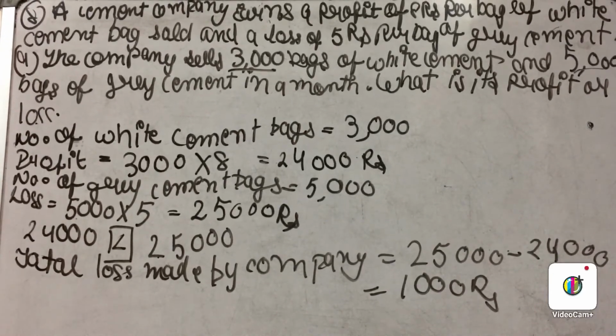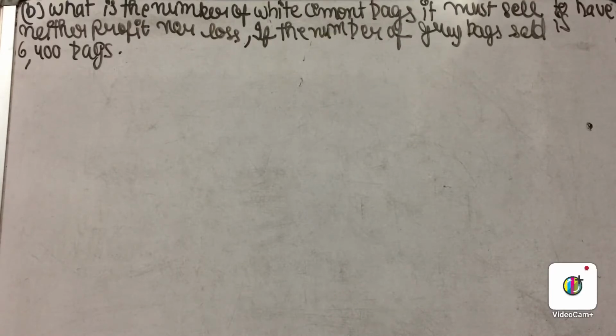So now let us move to our B part. What is our B part? What is the number of white cement bags the company must sell to have neither profit nor loss if the number of grey bags sold is 6,400 bags. So what is given in this question is that you know the company made a loss by selling the grey cement bags. The company has made more loss, and what is asked in this question is the number of white cement bags it must sell to have neither profit nor loss.